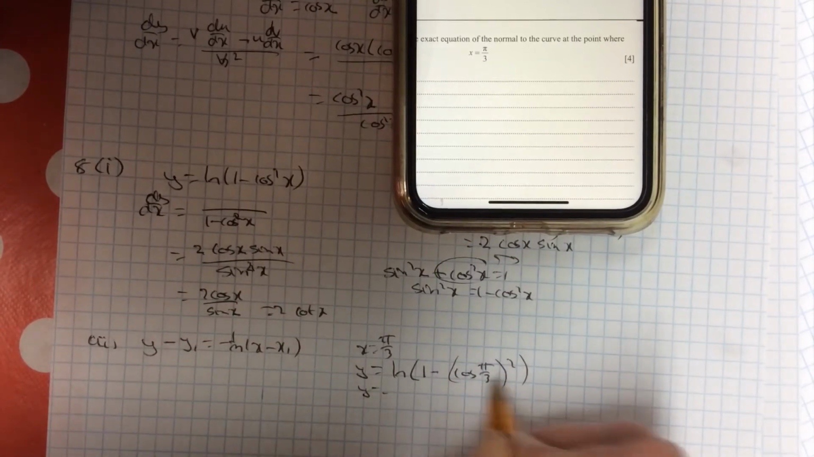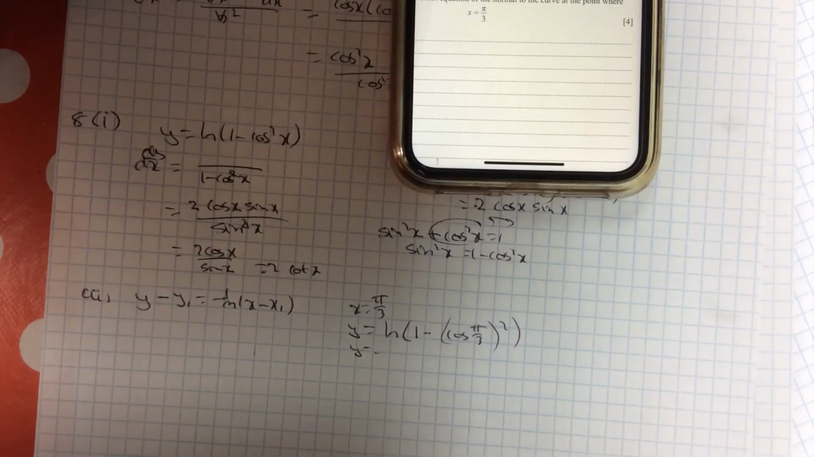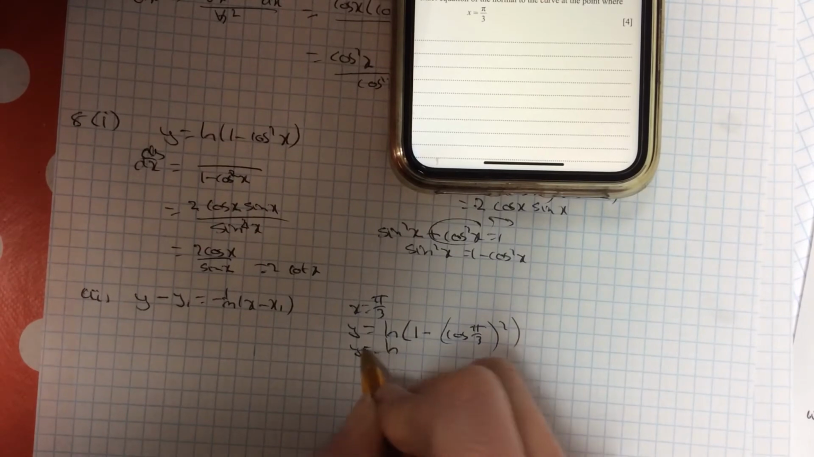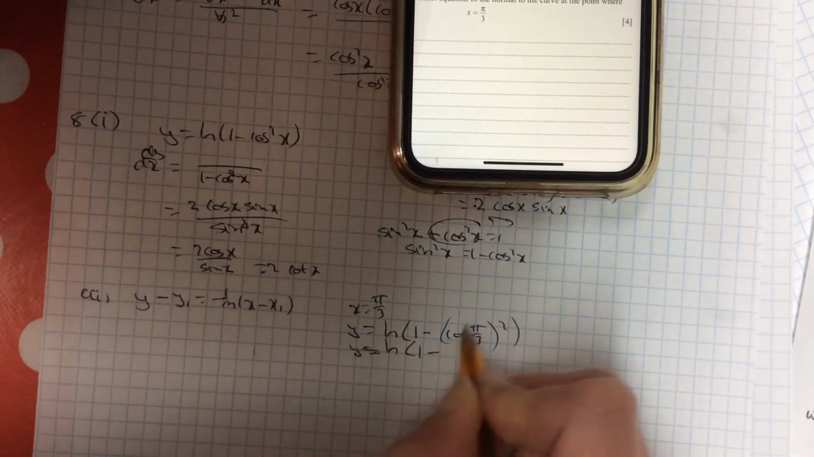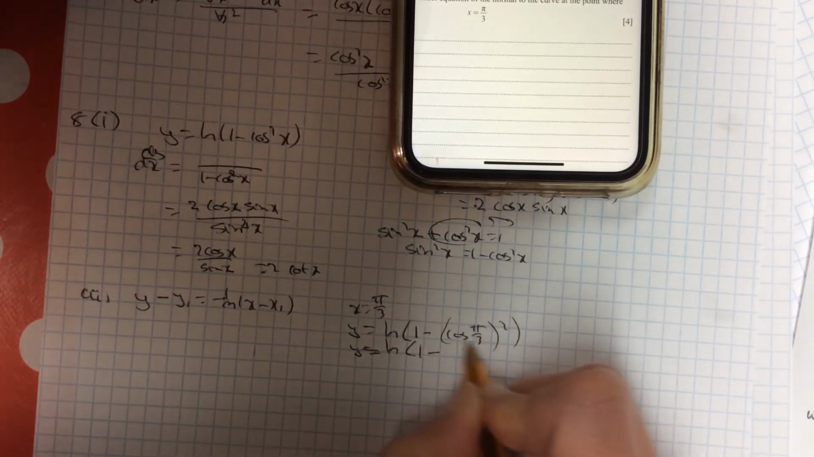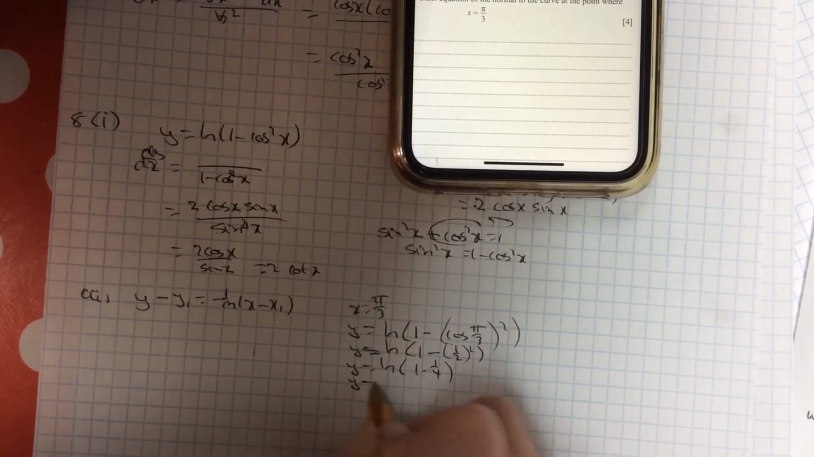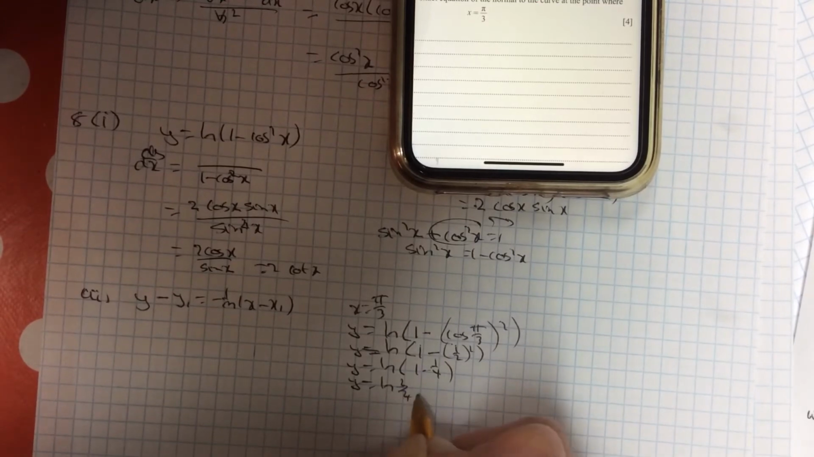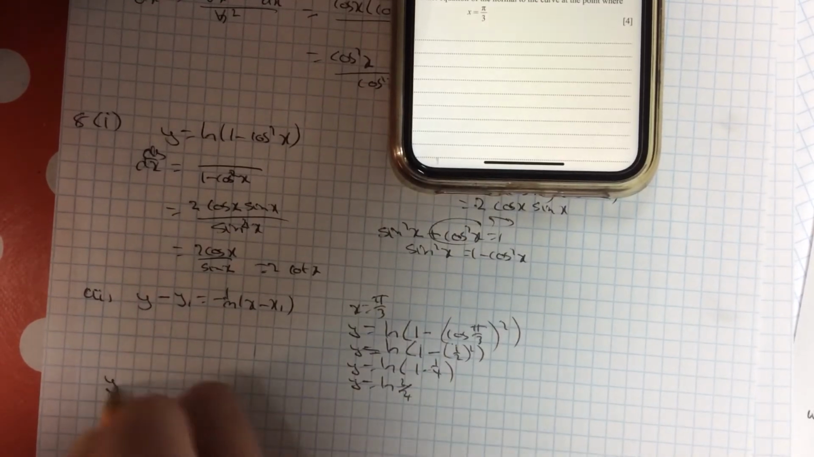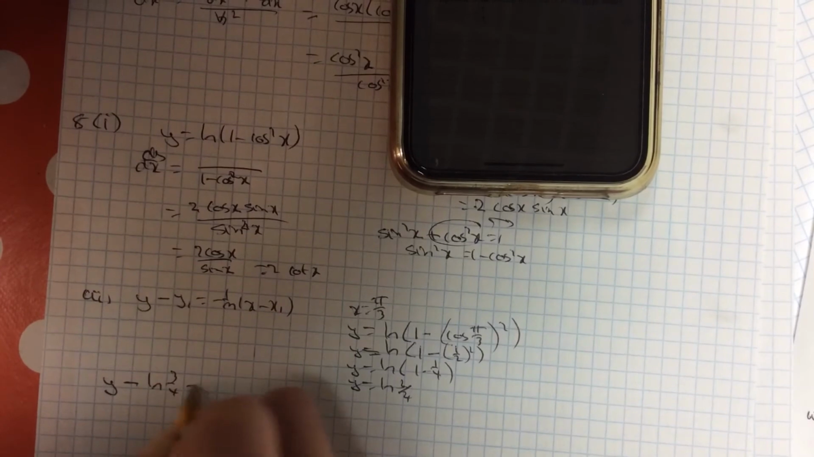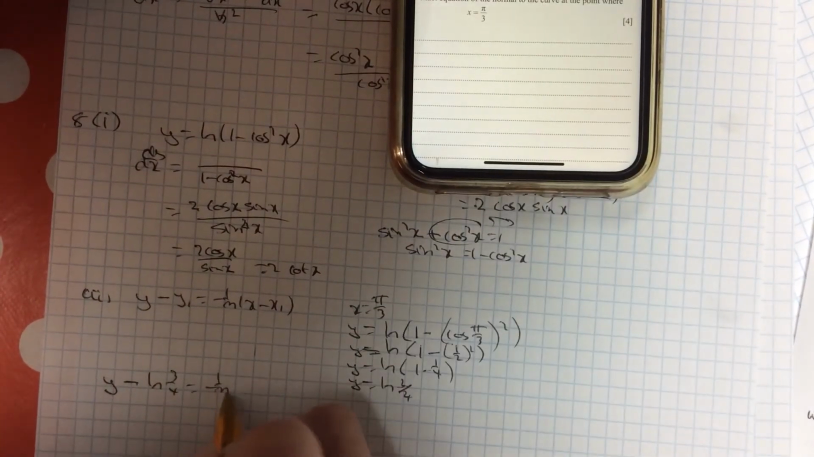Now you can use your calculators to get the cos pi over 3, but it's one of those special angles that you're supposed to know, but no one's going to know if you use your calculators or not to work that out. So cos pi over 3, if you work that out, it gives you a half squared. So y is log 1 minus a quarter, so y is log 3/4. So you can put that into your formula. Y minus log 3 over 4 equals minus 1 over m, x minus the x coordinate.